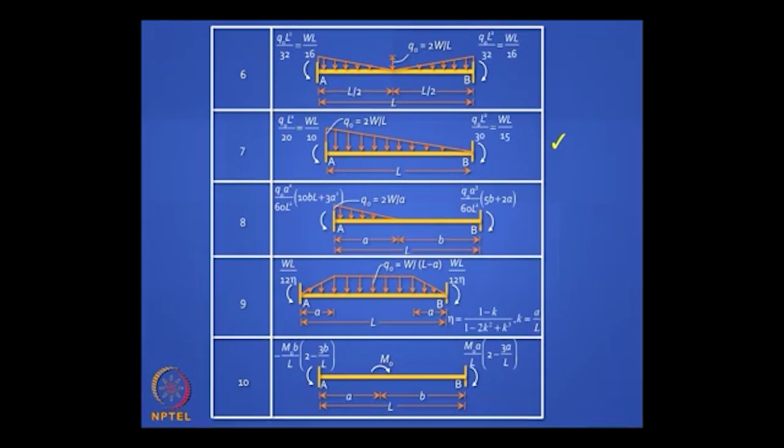Then there are some more load cases, you can skip all of them except the seventh one. Where do you encounter this triangular load distribution? Usually earth pressures on retaining walls or hydrostatic pressures. If the total load is W, remember it is WL by 15 and WL by 10. Obviously the higher value will be where the intensity is more. So remember those formulas, in case you forget them you can derive them, the others are not very important.